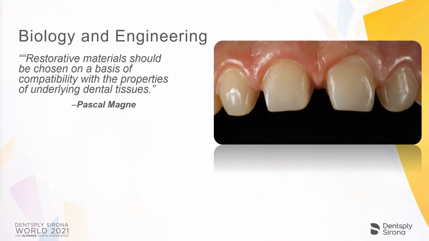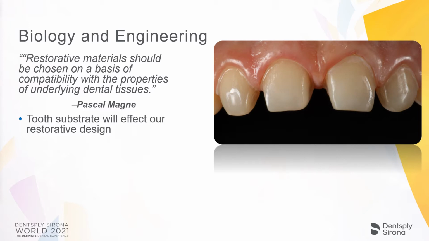When we talk about the biological substrate, we have to understand that biology and engineering definitely go hand in hand, and they play a role in each of our restorative material treatment decisions. Restorative materials should be chosen on a basis of compatibility with the properties of our underlying tissues. So if we have something like enamel, we might choose a different material than if our substrate is purely dentin. Overall, our tooth substrate will also affect our restorative design.